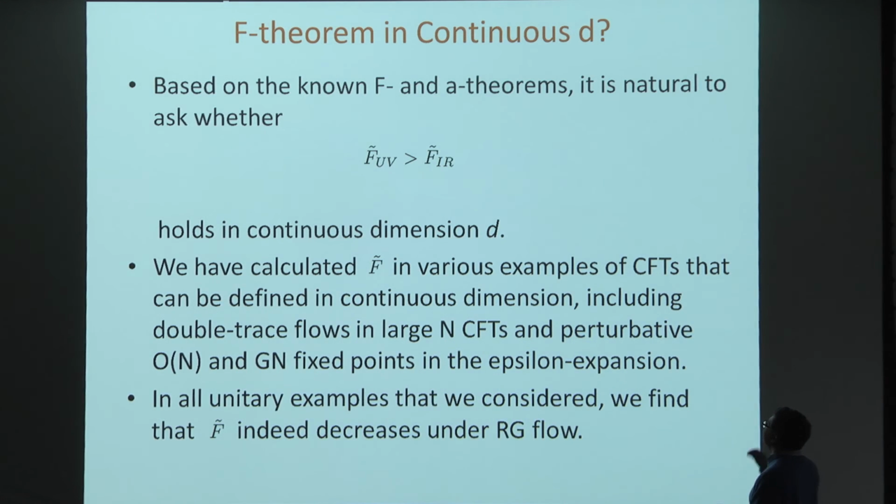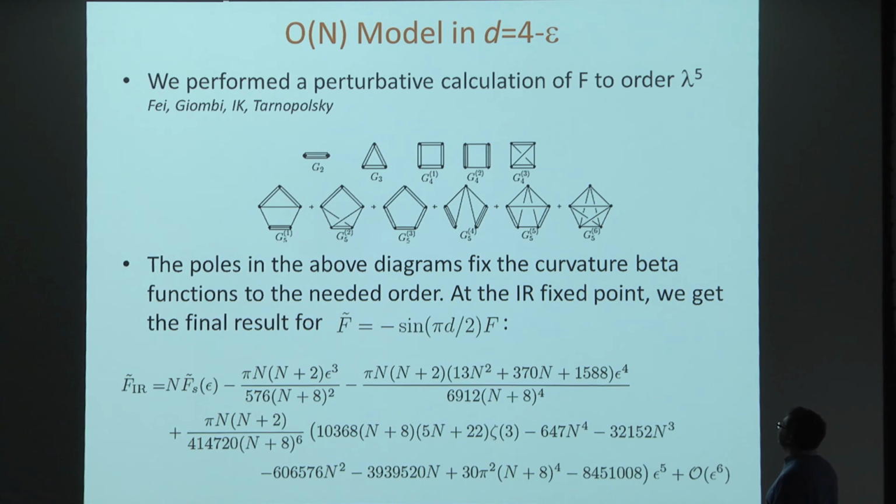What about interacting ones? Our hope is that this F tilde UV is bigger than F tilde IR, not just in integer dimensions, but also in continuous dimensions. And we've tested a whole bunch of examples, like large N examples and epsilon expansion examples, and so far we haven't found any problem, any counterexample. They always appear to work in unitary examples.